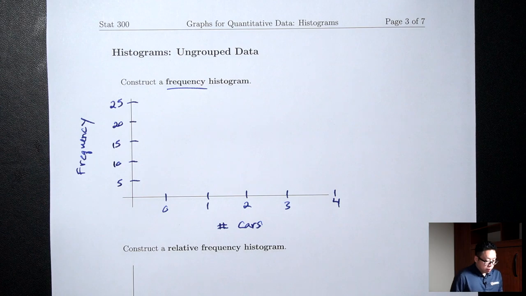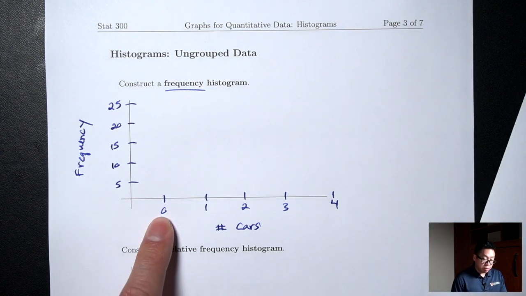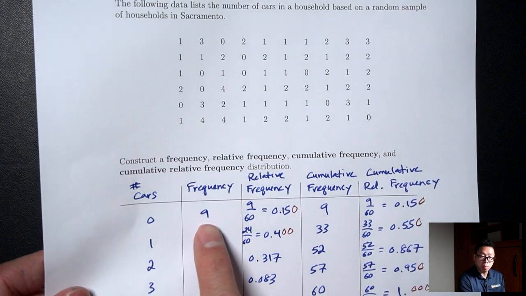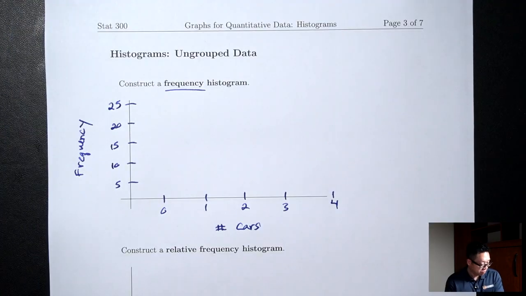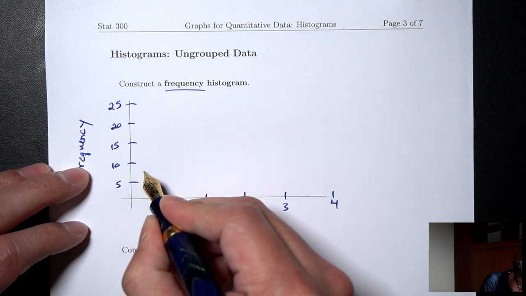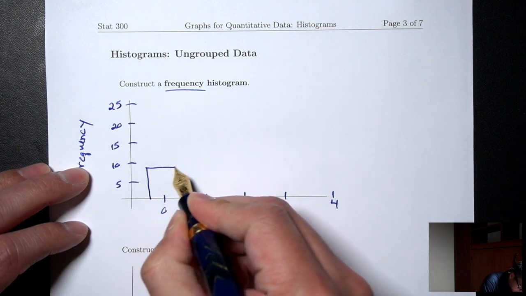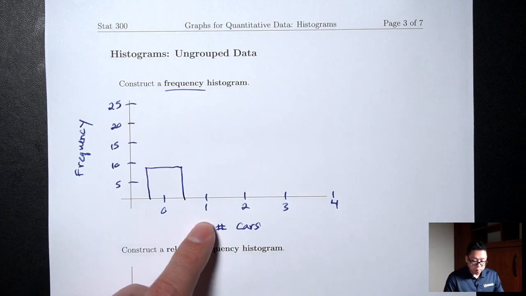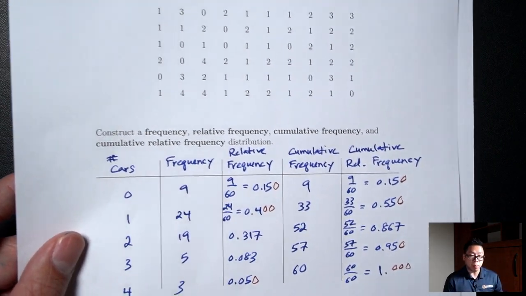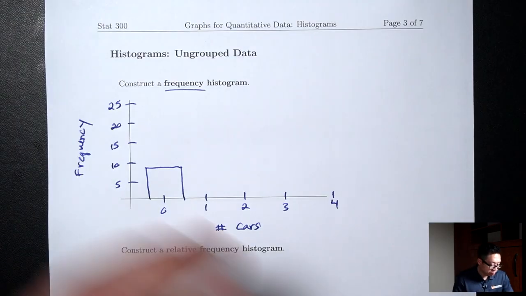Okay, and then for each value here, you're going to make a bar. So 0, frequency is 9. I'm going to make a bar of height 9. Next up is the 1, frequency 24. I need a bar of height 24.